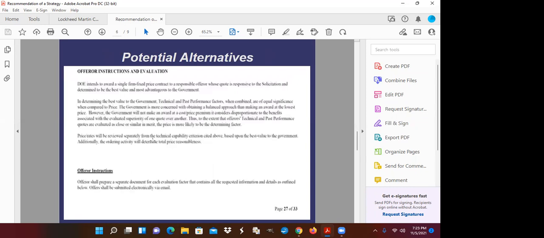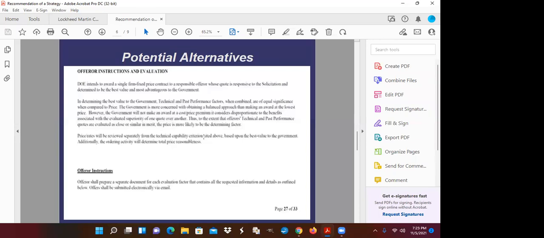Then you go over here into the offers, instruction, and evaluation, which is the Department of Energy. They intend to award a single firm fixed price contract to a responsible offerer whose quote is responsive to the solicitation and determined to be the best value and most advantageous to the government. So they're looking for somebody who's going to give them the type of work that they're looking for, as well as being able to give them a pretty good price for the work. They ain't always looking for the lowest price. They're looking for the best for the job, for what they consider to be a pretty good value for them price wise.